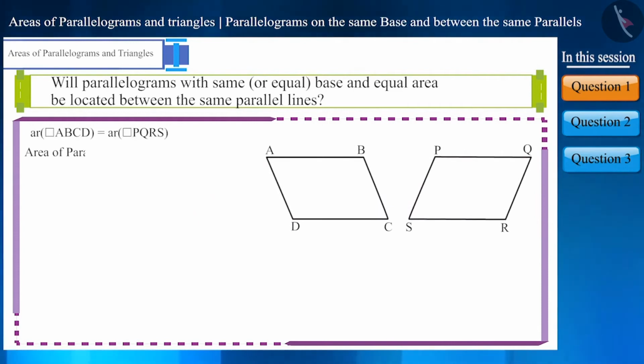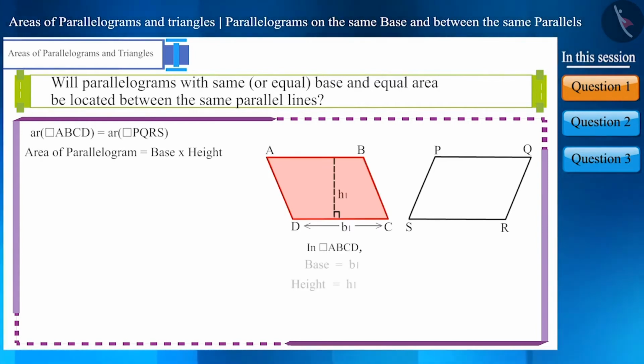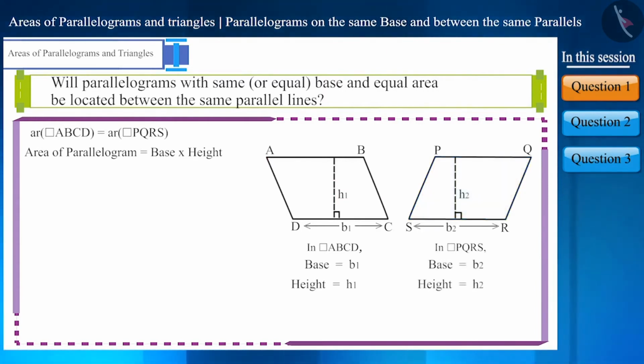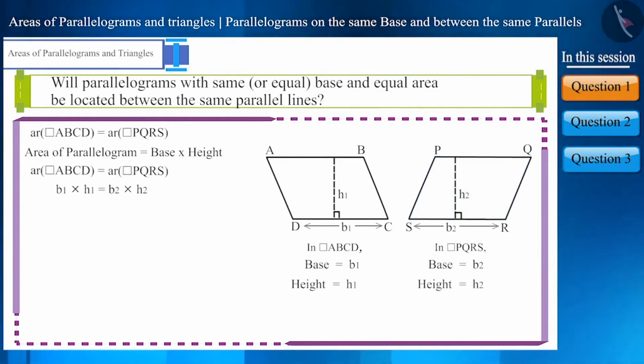Friends, the formula for the area of parallelogram is base multiplied by height. Suppose the base and height of parallelogram ABCD are B1 and H1 respectively. Similarly, the base and height of parallelogram PQRS are B2 and H2 respectively. Therefore, we can write it like this also. And since the bases of these two quadrilaterals are equal, therefore, by writing B1 equal to B2, we will get this. Thus, we will get H1 equal to H2.